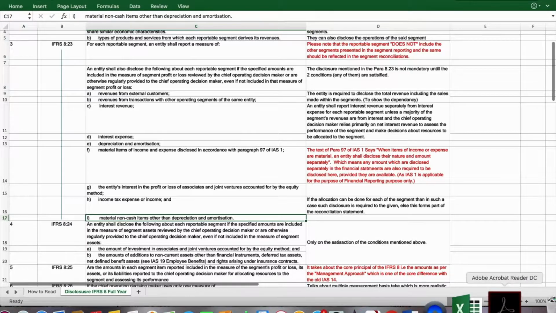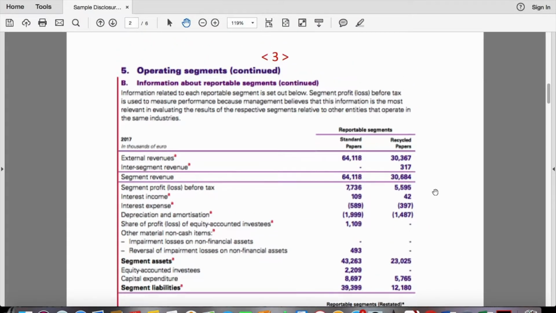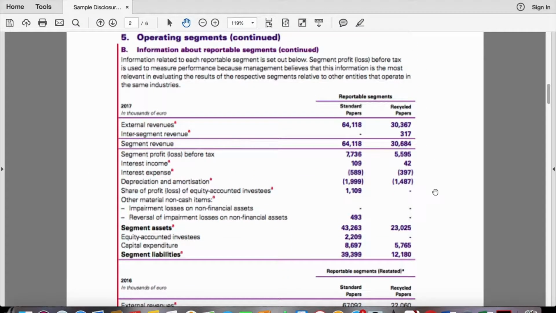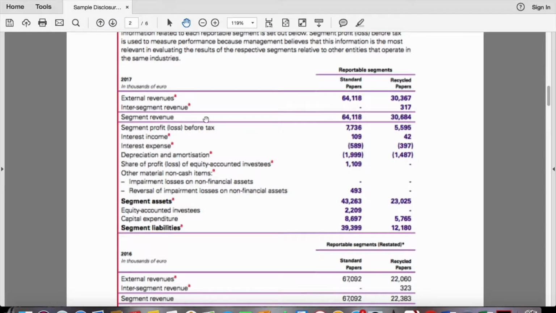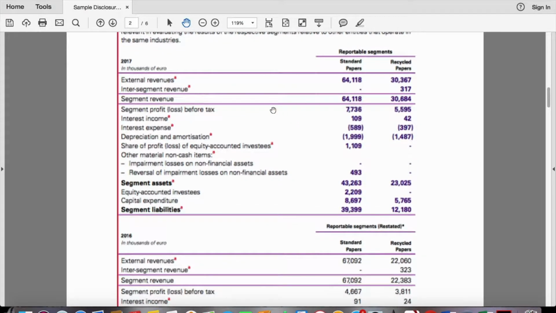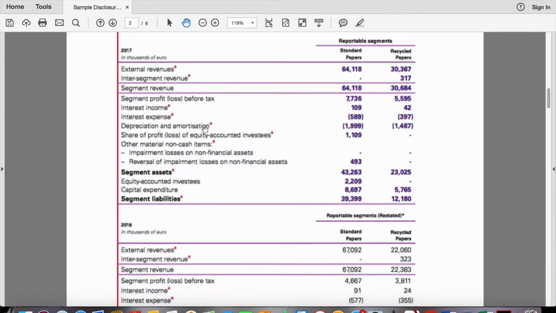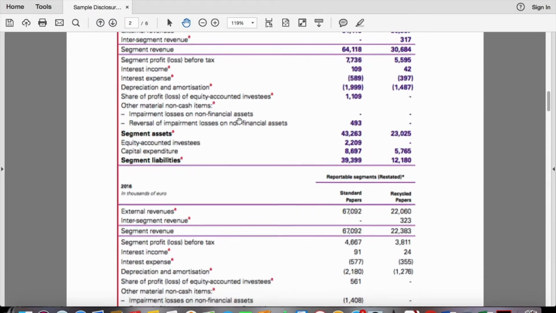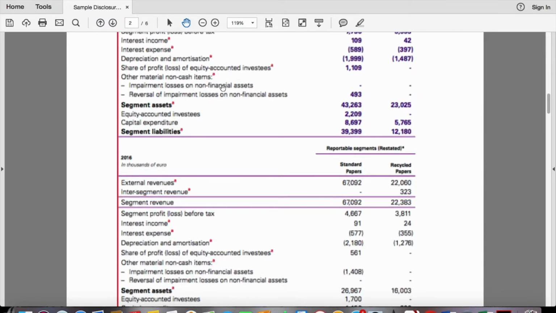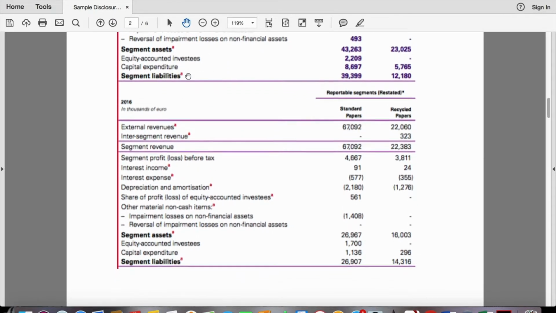So let's look at the disclosure. The point number three's disclosure will look like this. Below is a reportable segment: external revenue, internal segment revenue, which means selling within the department, the total revenue, and the profit, the interest income, the interest expense. Look, they didn't club them because it may not provide a true picture. The depreciation, the share from the investees, which means associate or joint venture for which we're applying the equity method, any other non-cash items, and that's it.